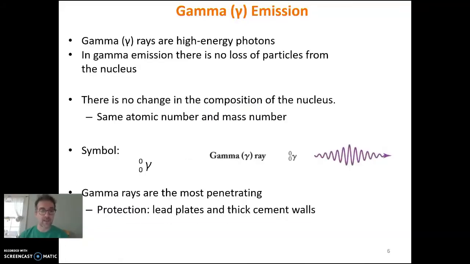Gamma rays are the highest energy photons, and there's no loss of particles from the nucleus, there's just a release of energy. So there's no change in the composition of the nucleus, we have the same atomic number and the same mass number, but gamma rays are the most dangerous and penetrating type of radiation. We need lead plates, thick walls to shield from that.